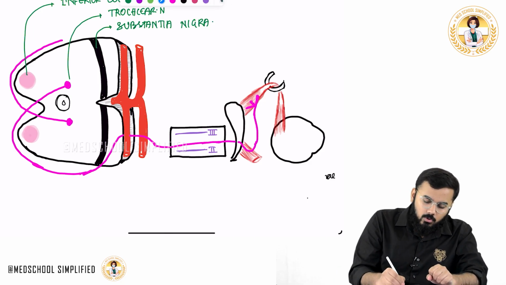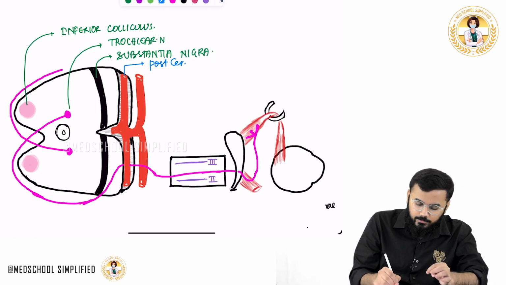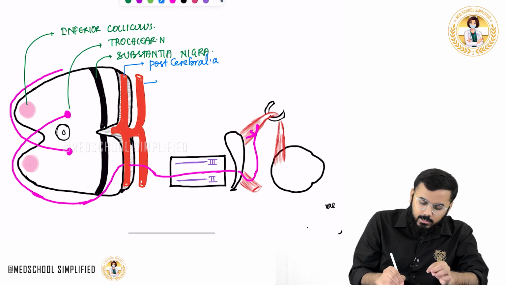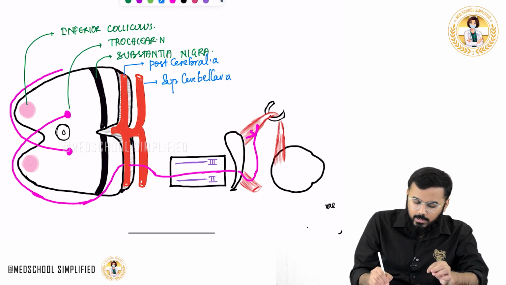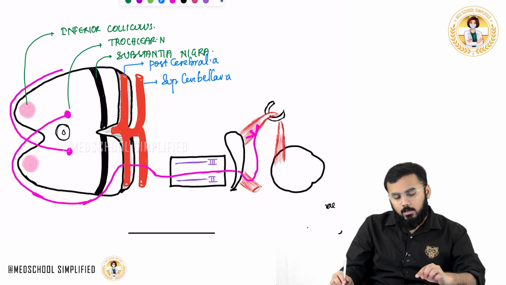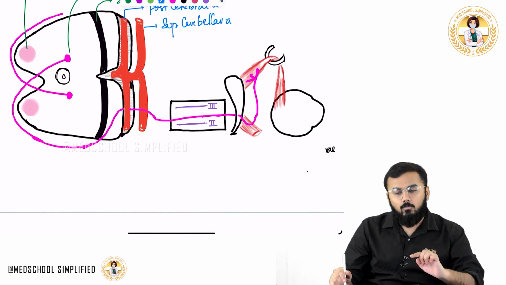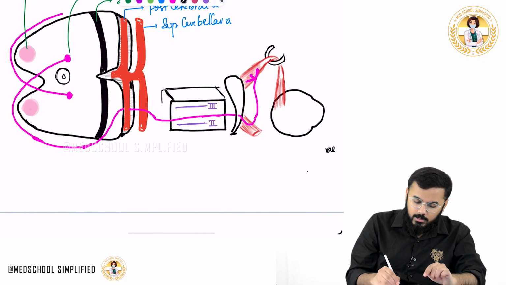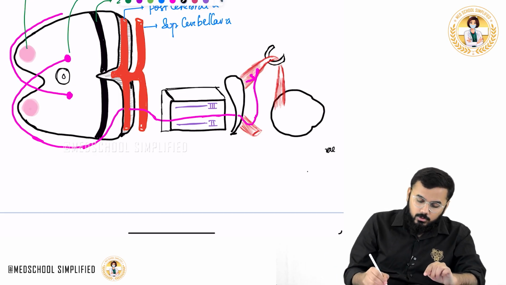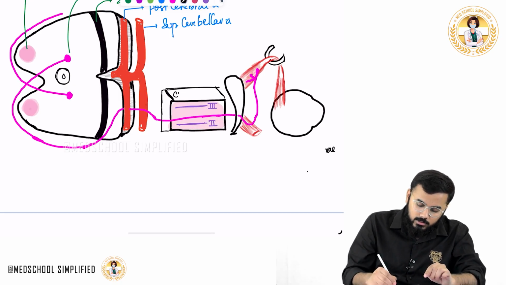So let us say this is your posterior cerebral artery and this is your superior cerebellar artery. This nerve passes in between the posterior cerebral and superior cerebellar artery, and then it passes along the lateral wall of the cavernous sinus. For example, if this structure which I have drawn over here is your cavernous sinus, then this shading I am giving right now is the lateral wall of the cavernous sinus.